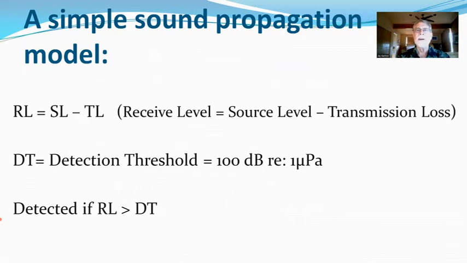I'm going to use a very simple sound propagation model in some simulations. So I'm just modeling receive level as a function of source level and transmission loss. The detection threshold I'm going to set to 100 dB re 1 micropascal. And I'm going to assume that animals are detected if the receive level is greater than this detection threshold.